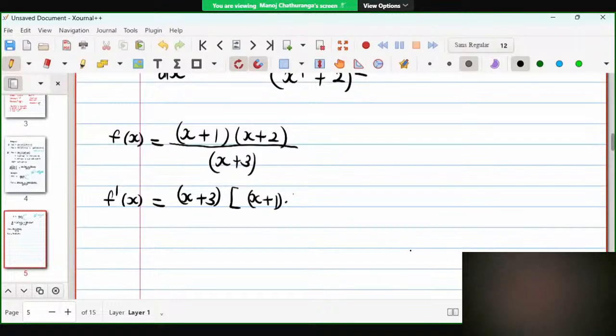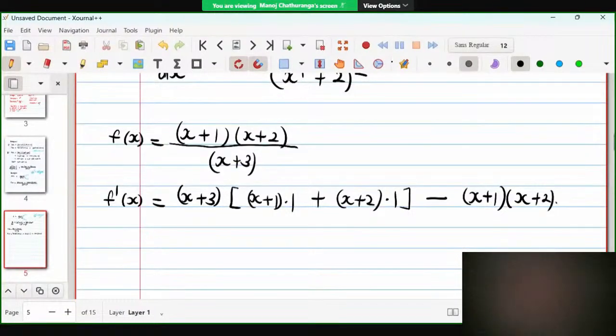Its derivative is 1. Then take the second factor, differentiate x plus 1. Now we are done with the derivative of the numerator. Minus, now take the numerator, put it there, differentiate the denominator, it's 1. Finally divide the whole thing by x plus 3 squared.